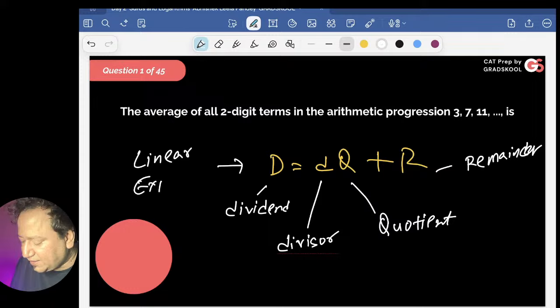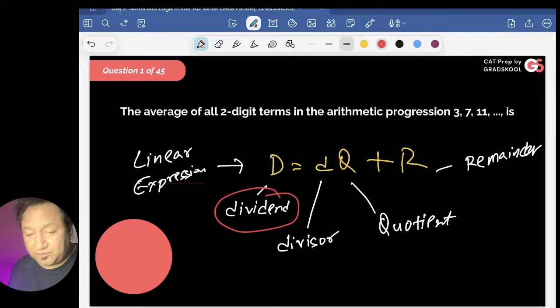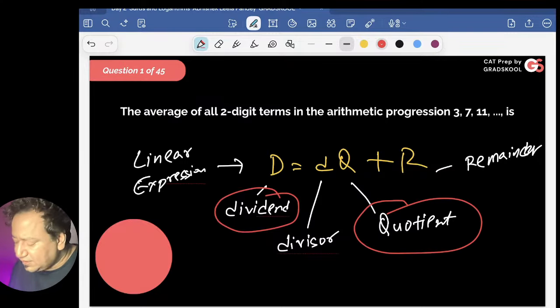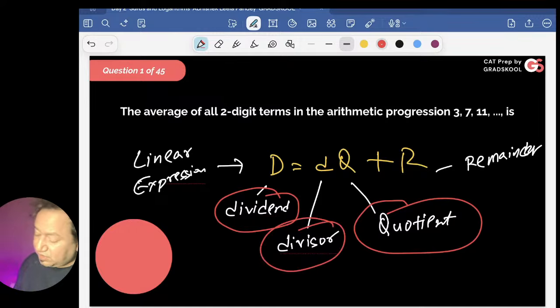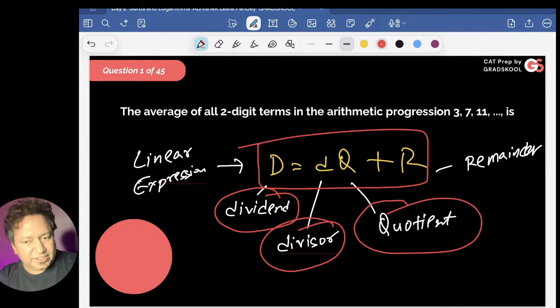I can also say, you need to understand this really clearly. You can also say that dividend is a function. Dividend is a function of the quotient, or it can be a function of the divisor, or it can be a function of both divisor and quotient. Do you understand that? So all the numbers can be represented in this form. All I'm saying is all the numbers can be represented as a general term of an arithmetic progression.